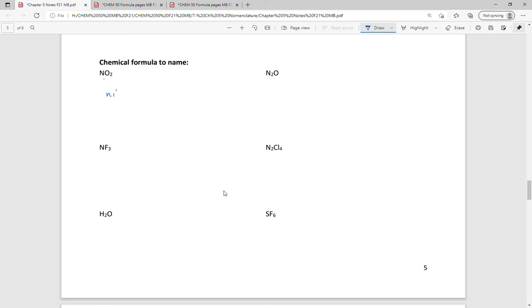So this is nitrogen dioxide. This one would be dinitrogen monoxide. Dropped the A because my second element starts with a vowel, and I put the mon in here, even though when it's at the beginning and there's just one, you don't put it in there. So this would be nitrogen trifluoride.